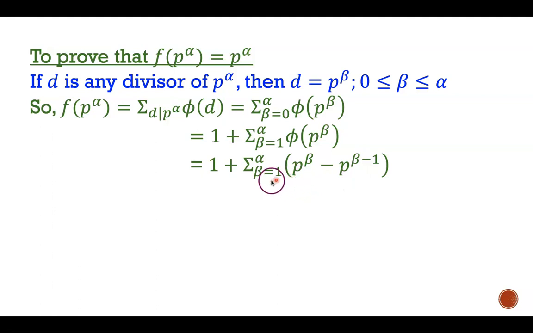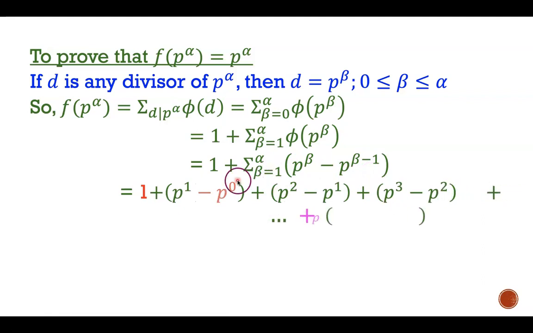Now we can expand this sum as follows. Here, this term corresponds to beta equal to 1. P square minus p raised to 1 corresponds to beta equal to 2. P cube minus p square is the term corresponding to beta equal to 3, and so on. Now we can see that p raised to 1 minus p raised to 1 is here, so they get cancelled. Similarly, p square minus p square will be cancelled.